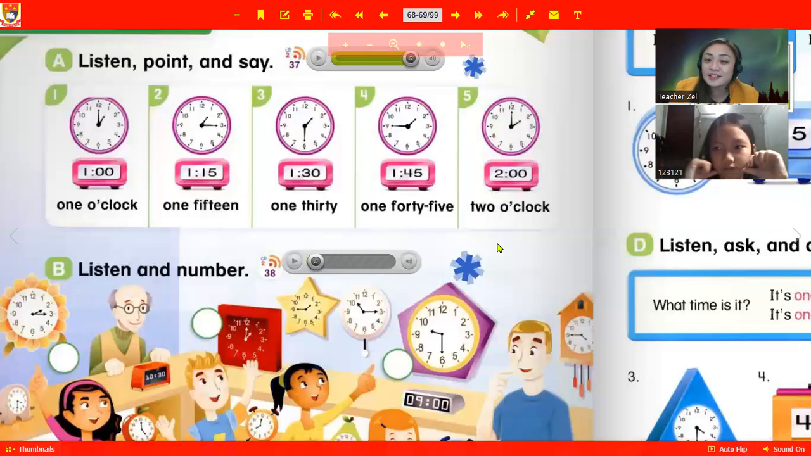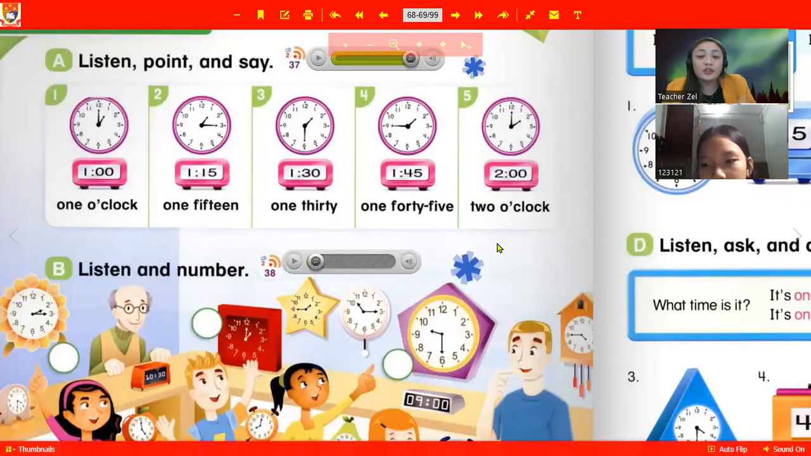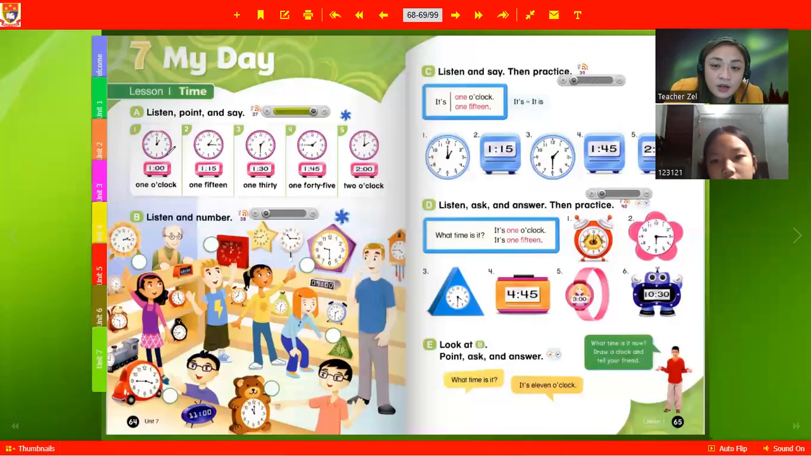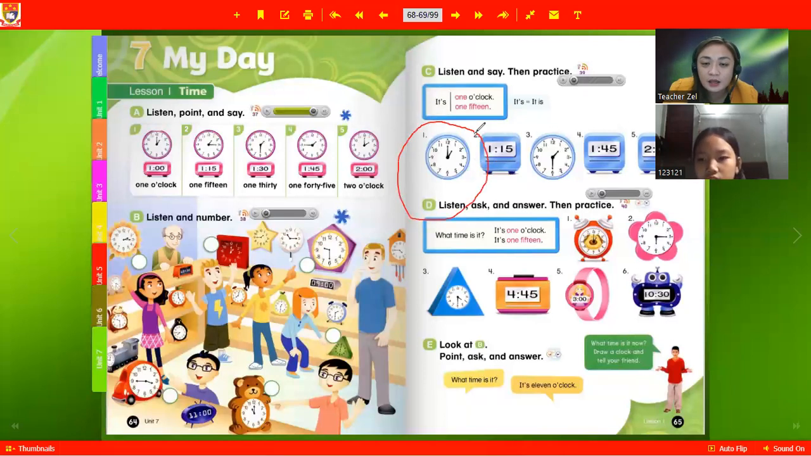Do you know how to read the time? Yes or no? Do you know how to look at this watch? Oh, yes, you know. Okay. All right, so we have here examples. For example, this one, Bella. So what time is this?